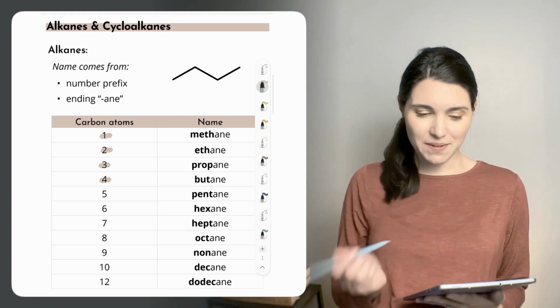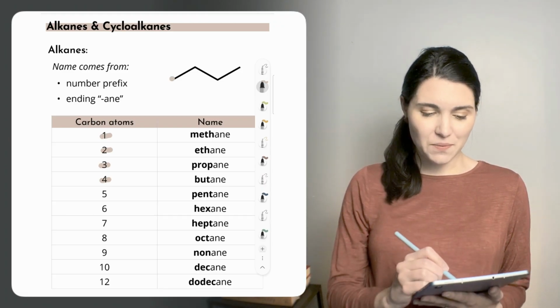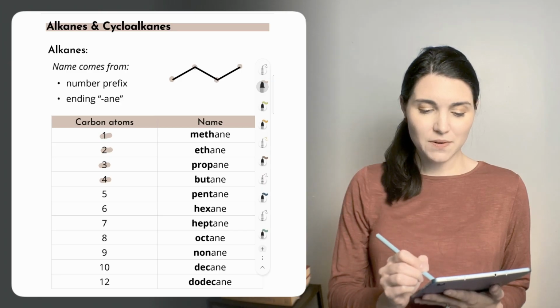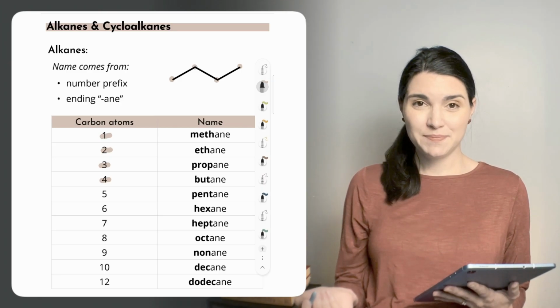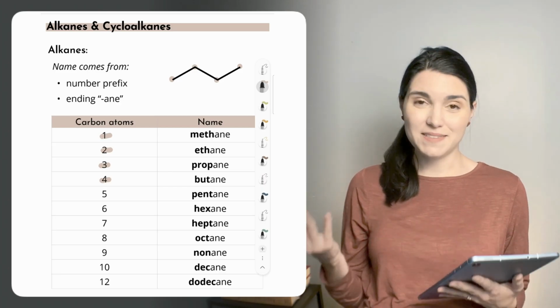So this molecule here on the top has 1, 2, 3, 4 carbons. So we name this molecule butane. But for 4 and -ane because it's an alkane.